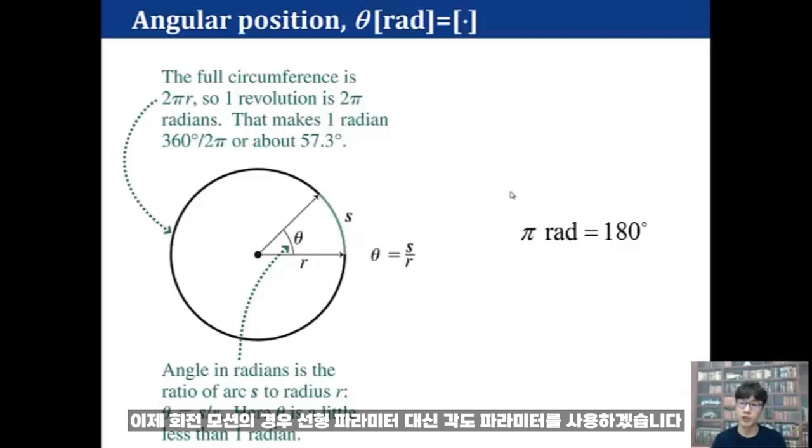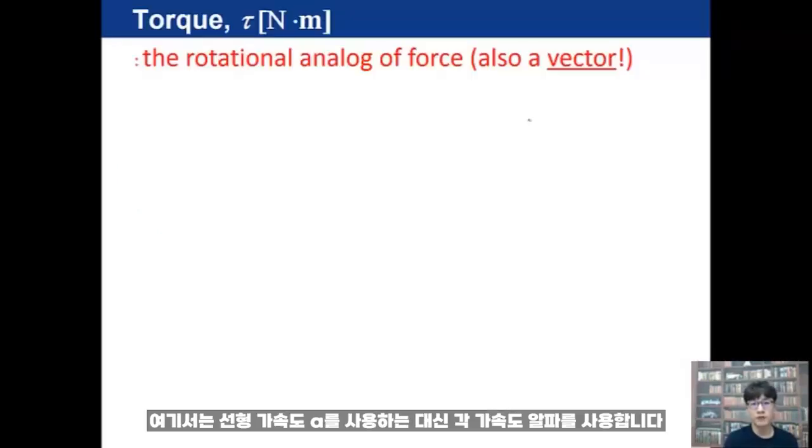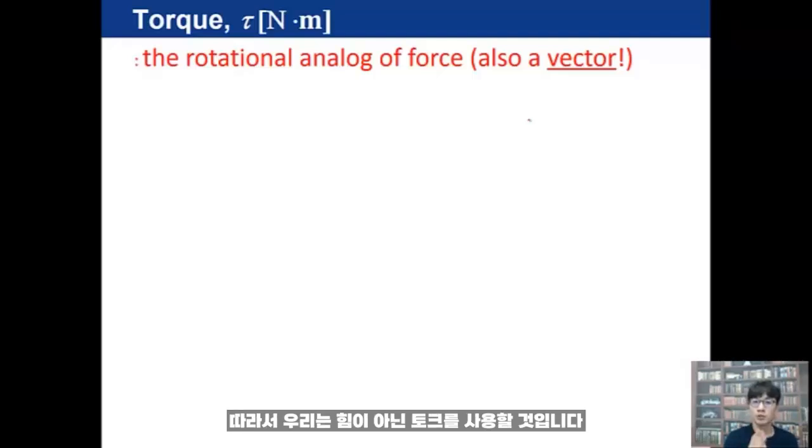Now, for rotational motion, instead of linear parameters, we will use angular parameters. F equals ma. Here, instead of using linear acceleration a, we will use angular acceleration alpha. So we will use not force, we will use torque. Later, I will relate this torque to angular acceleration. We will find the relation between torque and angular acceleration.